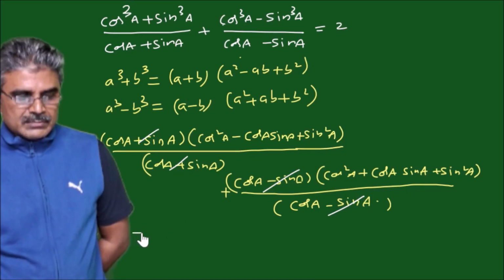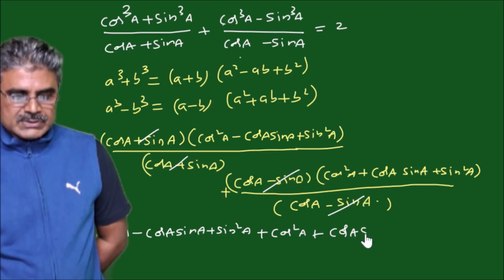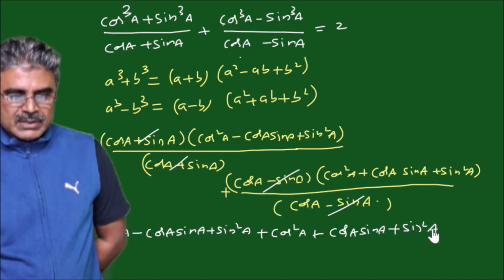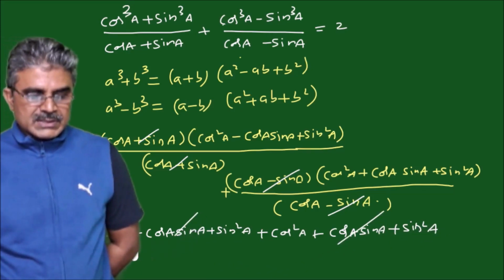cos square A minus cos A sin A plus sin square A, plus here also you have cos square A plus cos A sin A plus sin square A. So the plus cos A sin A and minus cos A sin A get cancelled.